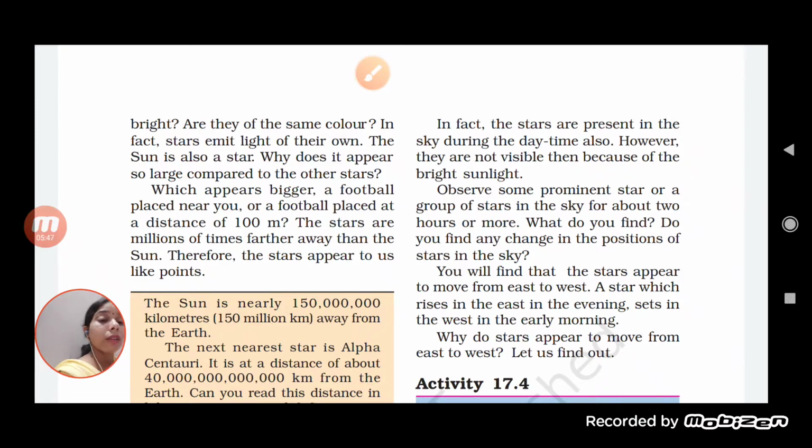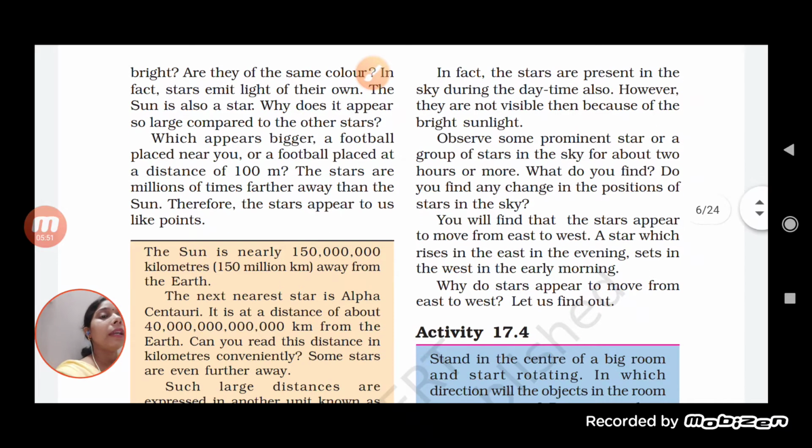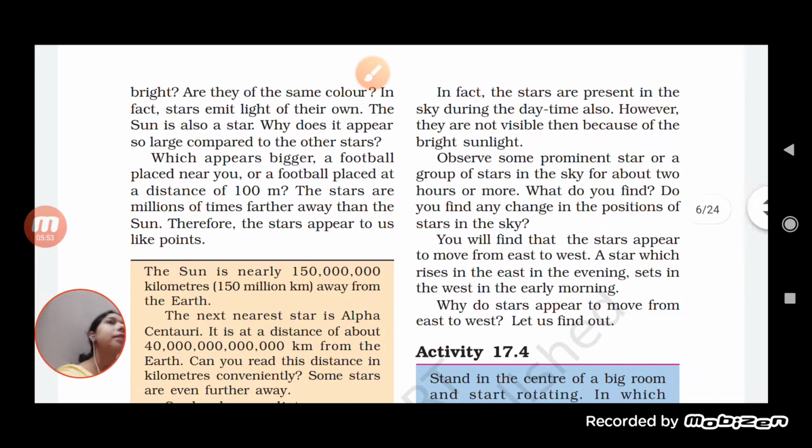Why do stars appear to move from east to west? Let us find out. See, here what does it explain? It explains that stars are present every time, students. I told you that they are fixed at their point. So, it means even in the daytime they are present in the sky. Yes, it is present. But what happened? Due to so bright sunlight, we are not able to see the star in the day. But yes, during night when there is no sunlight, then we will be able to see the stars properly.